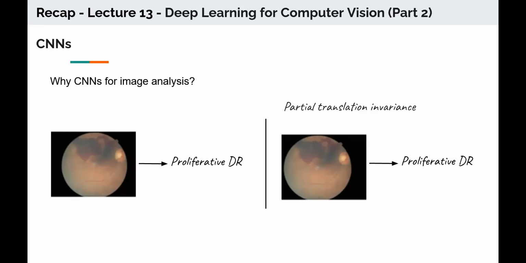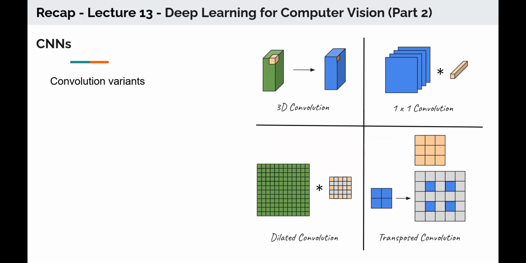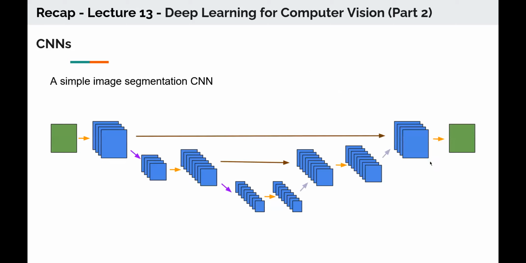So if the thing gets shifted a bit with the highest value remaining inside the window, then you still end up picking the same activation, right? So you have invariance to small translations due to pooling. And then finally, we had these different variants of the convolution operator: 3D convolution, one-by-one convolution, dilated and transposed convolutions. And then we used some of these to build a segmentation network.